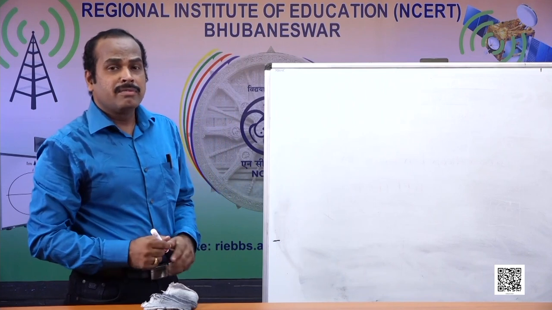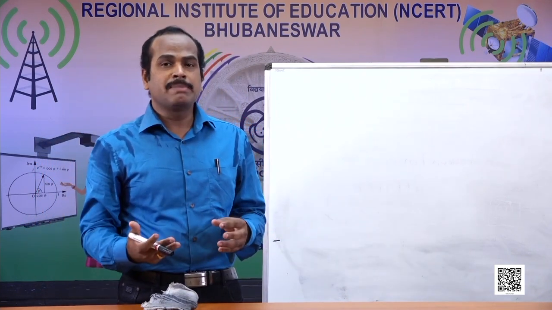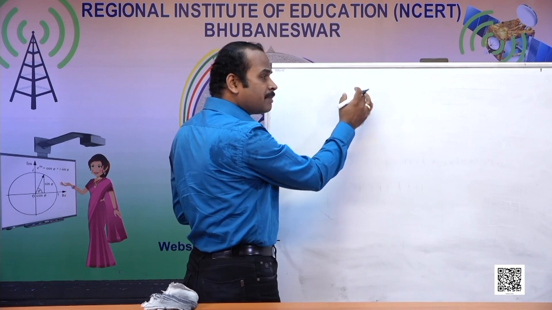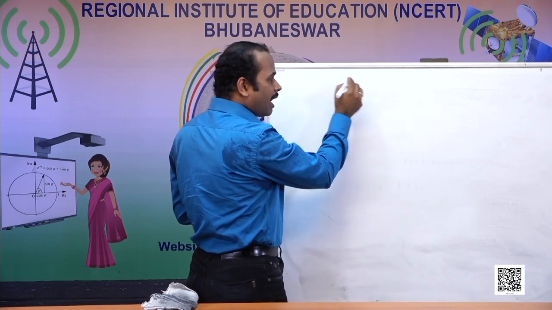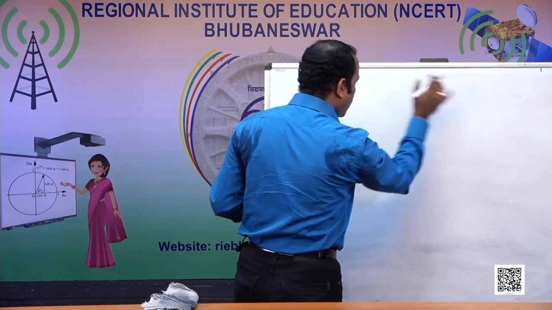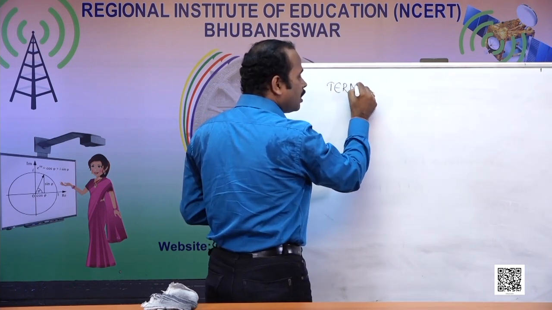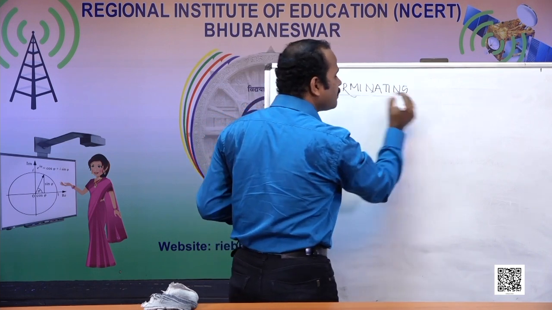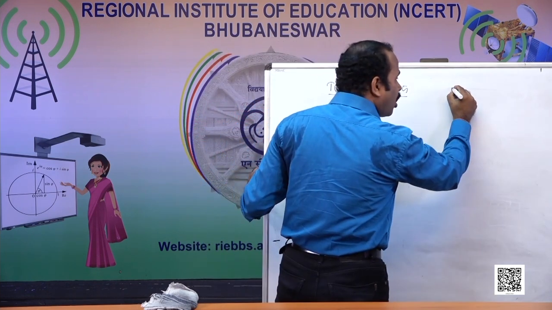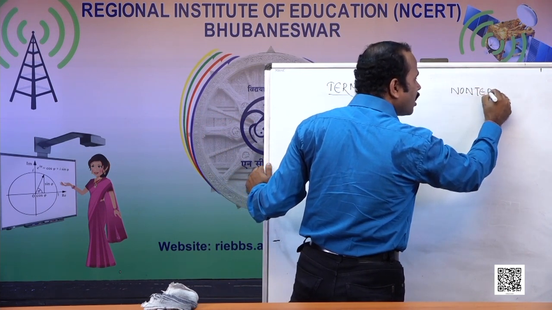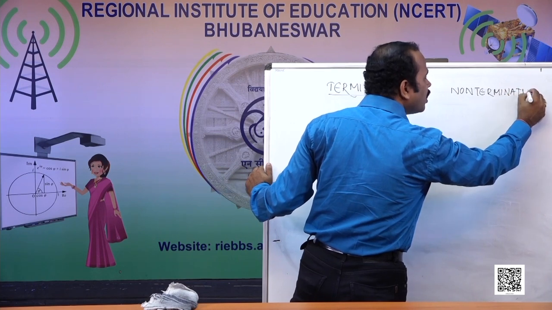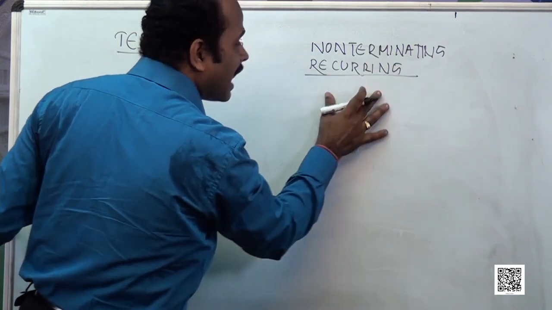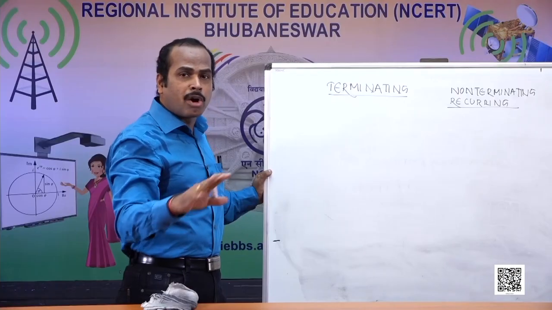Similarly, now let us go to the next part. How do we find the rational conversion of a decimal number? The number which is already given in decimal form, we have to convert into a rational number. We have already learnt that decimals are of two types: one is terminating, the other is non-terminating. Terminating decimal numbers we can convert into rational form. Non-terminating and recurring numbers can also be converted into rational form. But those which are non-terminating, non-recurring, cannot be converted into rational form.